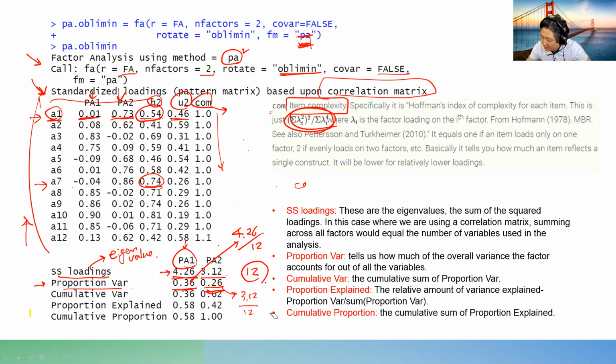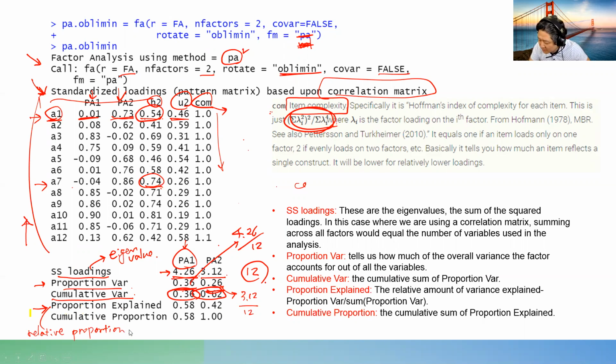So this is the proportional variance, and this is the cumulative variance. You can simply add 0.36 plus 0.26, which is 0.62, right? So two factors explain 62% of your total variance. Now let's see the proportion explained. This is a relative proportion.